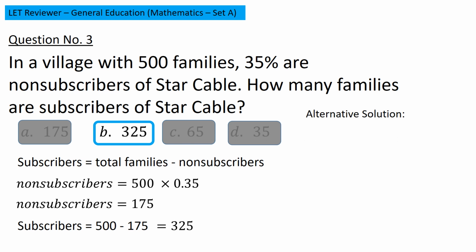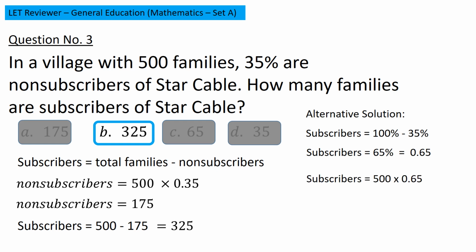So, our alternative solution can also be yung subscribers natin can be solved using this. So, yung kabuuan na 100% minus the 35% yung non-subscribers, ibig sabihin, yung subscribers natin is simply 65%. Or in decimal, that is 0.65. To get the number of subscribers, you simply multiply 500 by 0.65, and then you will also get 325 families. So that is how you solve problems na katulad nito na involve ang percentage at yung total.